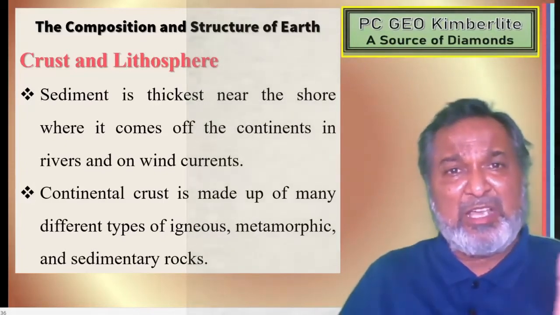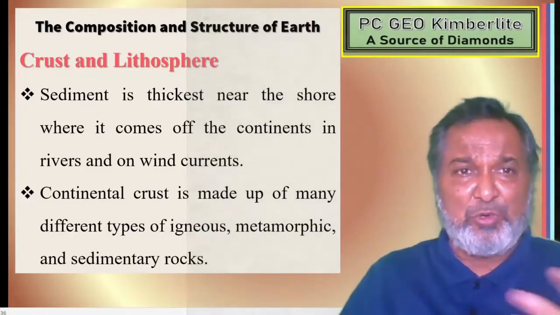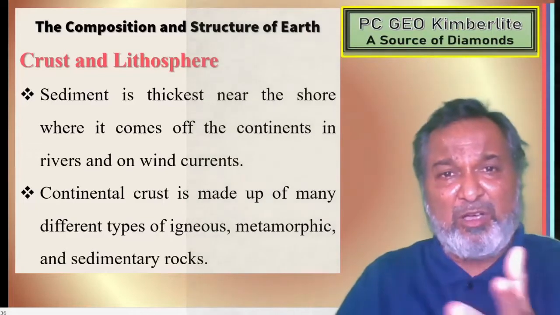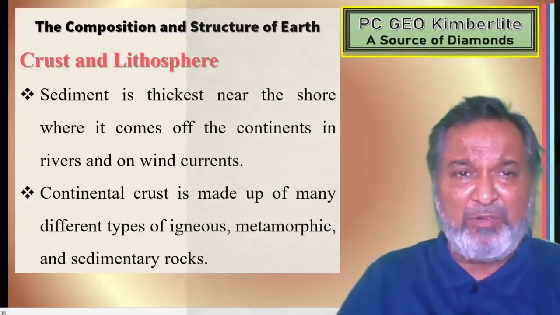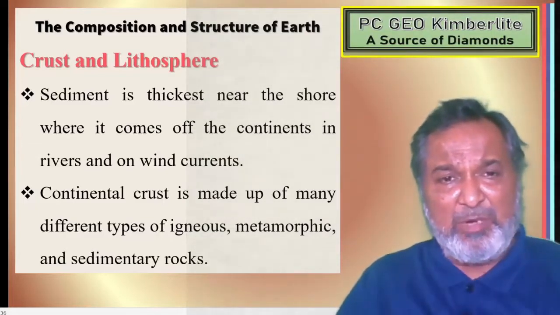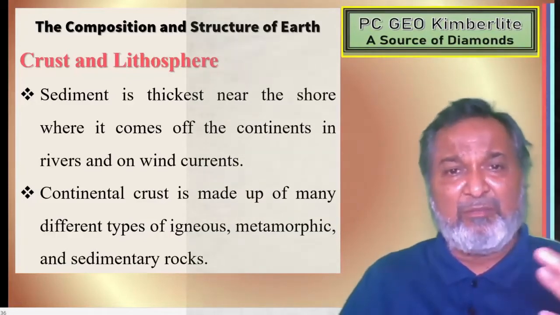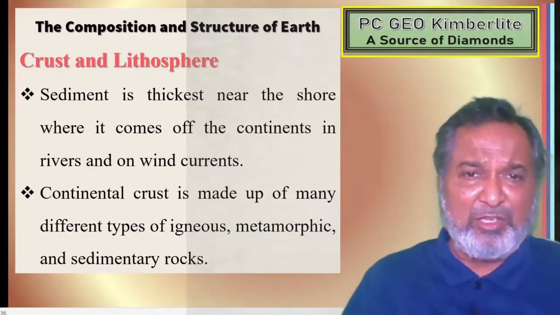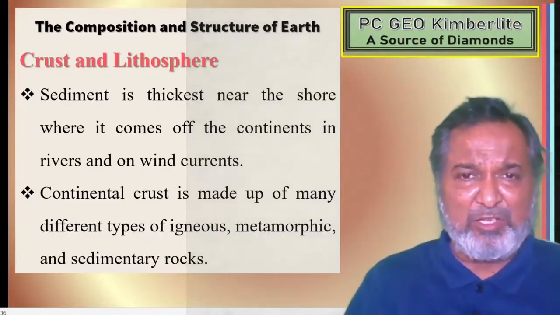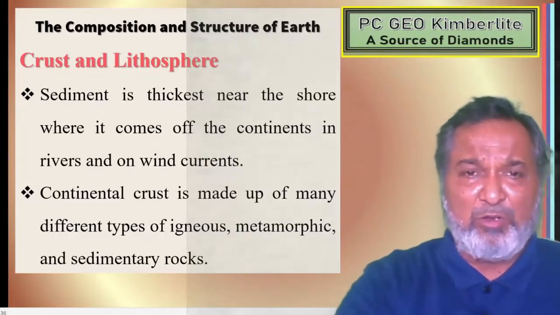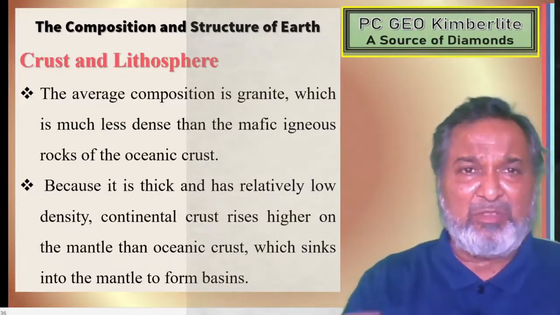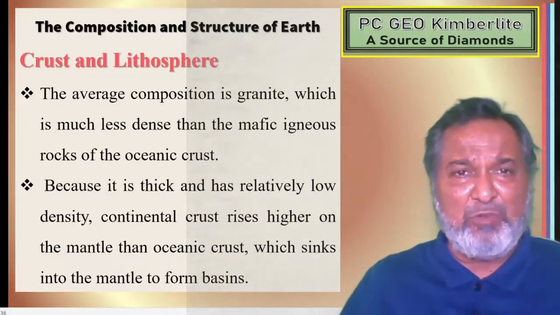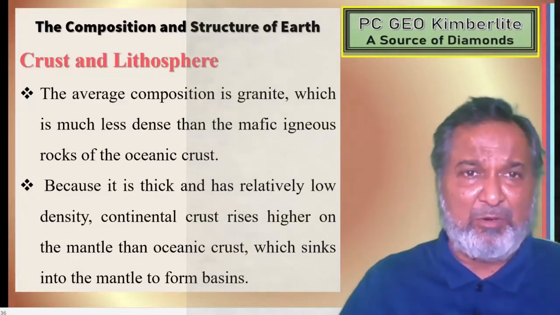Now, the sediments are thickest near the shore where they come off the continent in the rivers and the wind currents. Continental crust is made up of many different types: igneous rock, metamorphic rock, sedimentary rock. Whichever rock has been erupted, igneous, metamorphic, sedimentary, you are going to get all. But out of the three, the majority of the portion will be covered by sedimentary rock.